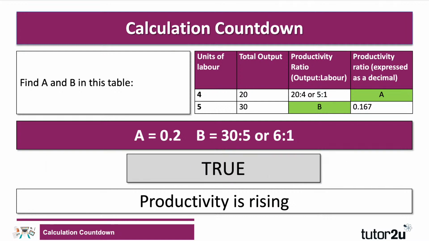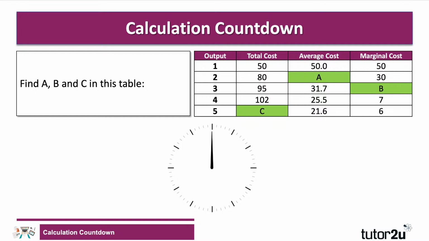The answer is that productivity is going up. It is true. Productivity is increasing, as shown by the data. Let's move on to our second calculation question. Now, this is a really interesting question. I love these kind of tables. Our next calculation question is about calculating total, average, and marginal cost.